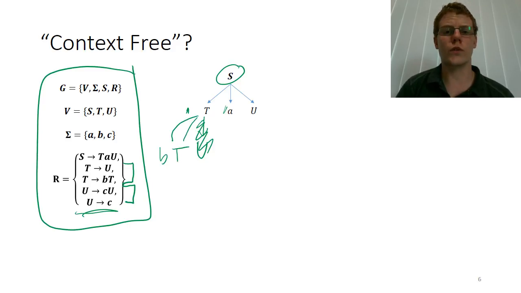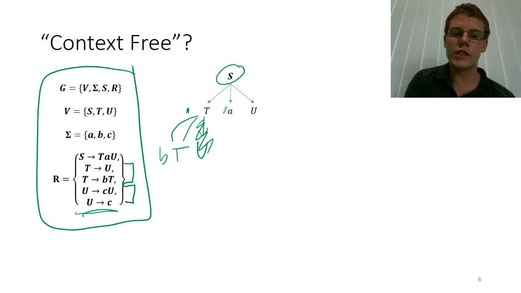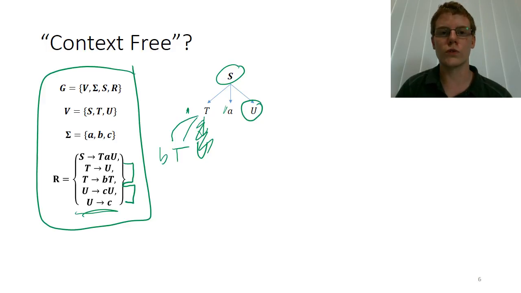The same goes for the U. The fact that there's an A before it and nothing after it does not restrict us in how we can expand the rules. Now that's important because there are some grammars that we will come across later in the course where the context of the thing to be expanded actually matters. But for context-free grammars, the context of the non-terminal does not affect what rules we can apply. And that's what we mean when we say the term context-free. So I hope that explains that a little bit.